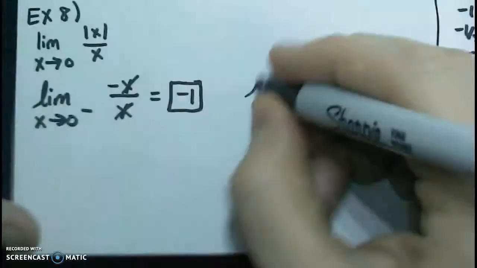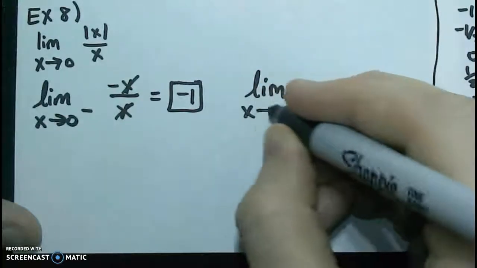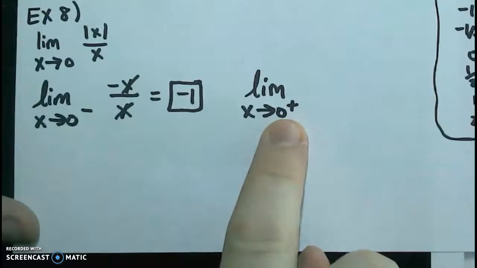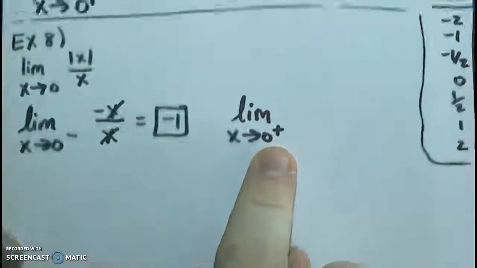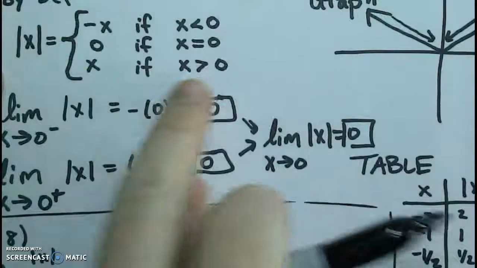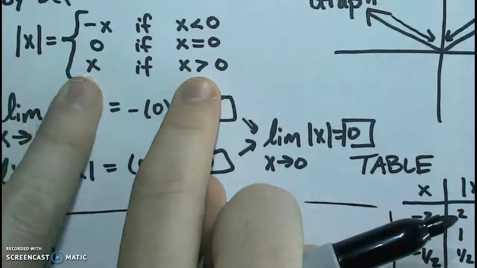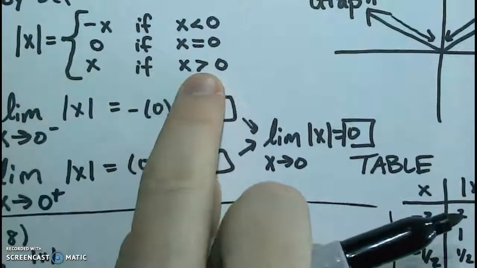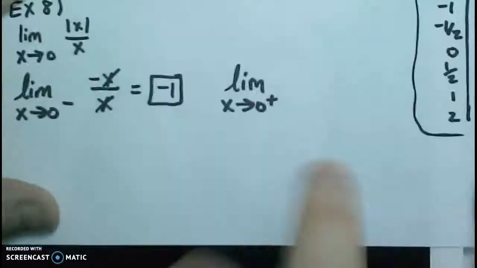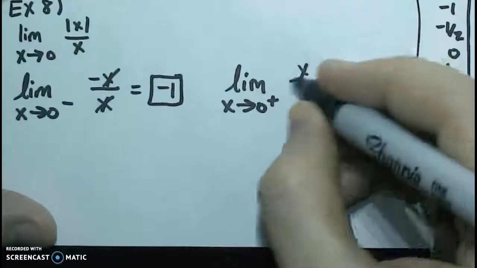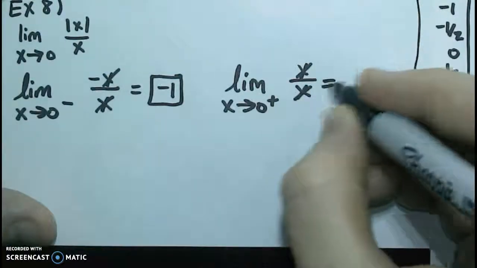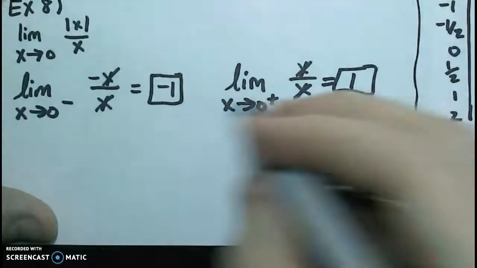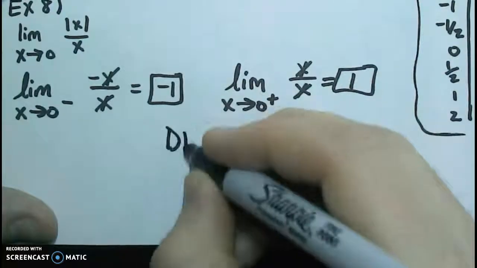Let's try the right-hand limit. So by definition, what happens when the x's are to the right of 0 or greater than 0? Well, by definition, the absolute value function turns into just x. The absolute value symbols drop when x is greater than 0. So we will drop the absolute value. These x's cancel, and you get positive 1. Because the left-hand limit and the right-hand limit are not the same, the limit does not exist.